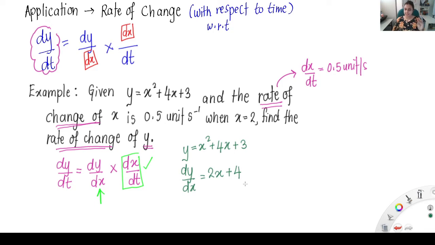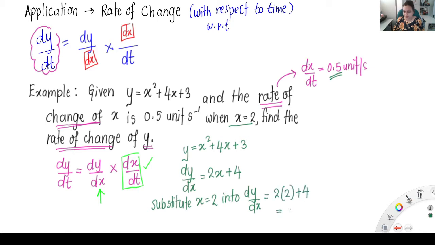Okay, done. But you cannot substitute 2x plus 4 inside the formula, because whenever you have a rate, you must always have numbers, values, integers. Like for example, this one is 0.5. So the dy dx will be what? Since they say that this change is happening when the x value is 2, you are going to substitute the 2 inside here. So I'm going to substitute x equals 2 into my dy dx. When you substitute, you will get 2 times 2 plus 4, which is 8.